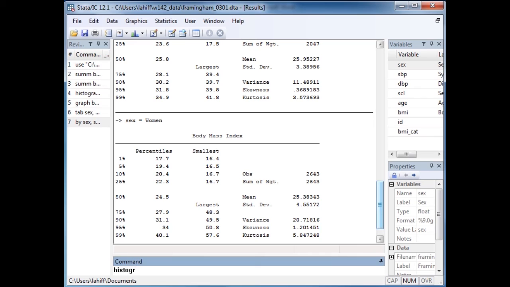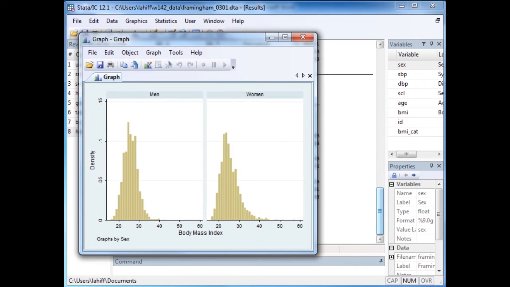I can ask the histogram command to take a look at the BMIs and to make a separation by sex. This will give me a histogram side by side for the men and for the women. It's a little bit hard to see the outliers in this distribution, but if you take a very careful look at this, you can see that some of the largest values of BMI are in the graph for the women, and that there don't seem to be any little bumps in the graph between 50 and 60 for the men.